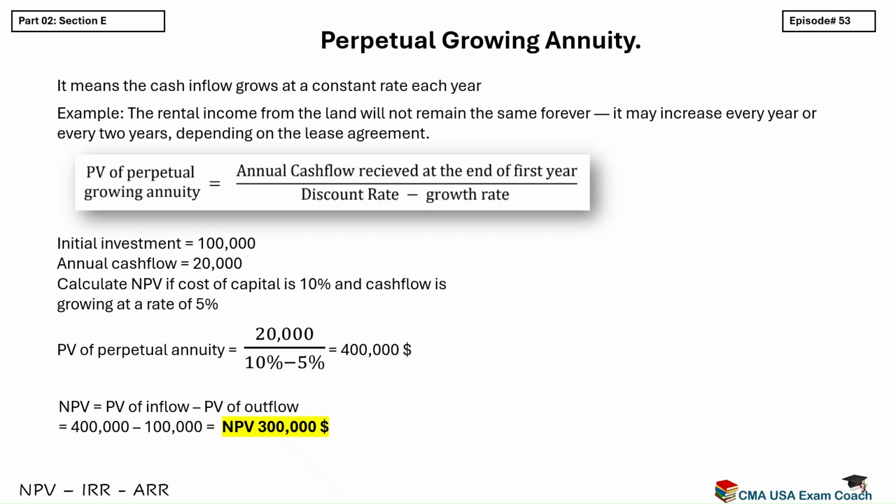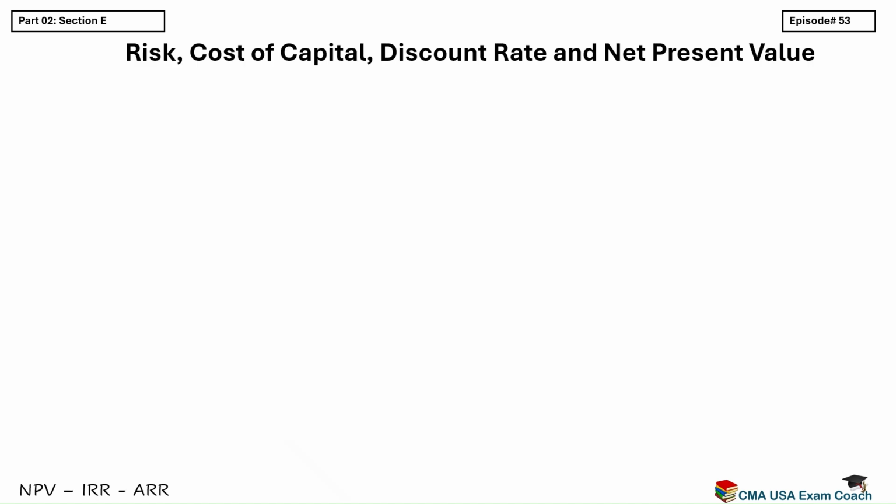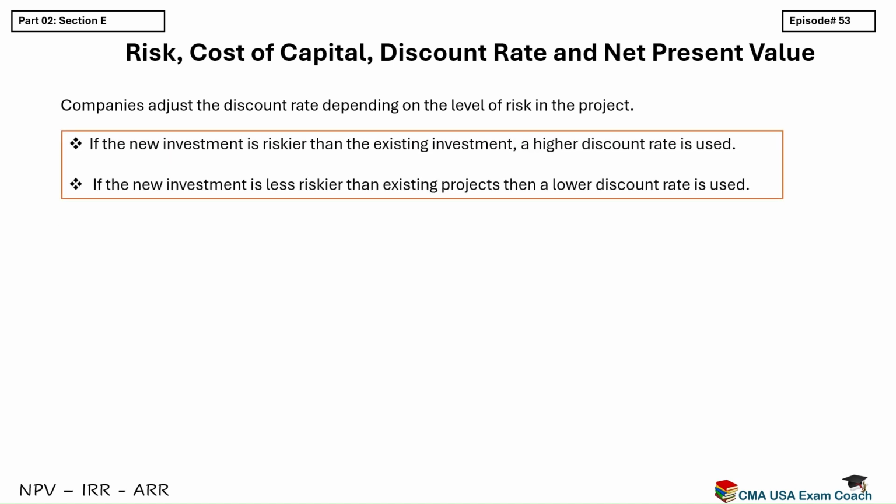Now let's connect the concepts of risk, cost of capital, discount rate, and net present value. When companies evaluate a new investment, they don't just blindly apply the same discount rate. Instead, they adjust the discount rate depending on the level of risk in the project. If the new investment is riskier compared to the company's existing projects, then a higher discount rate is applied. A higher rate reduces the present value of future cash inflows, making it harder for the project to show a positive NPV. This acts as a safety cushion.